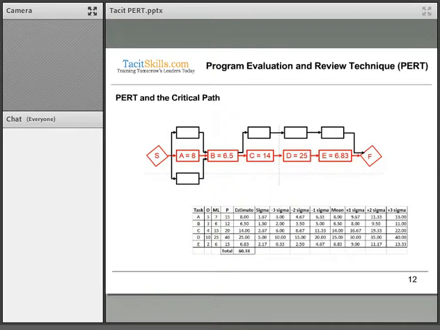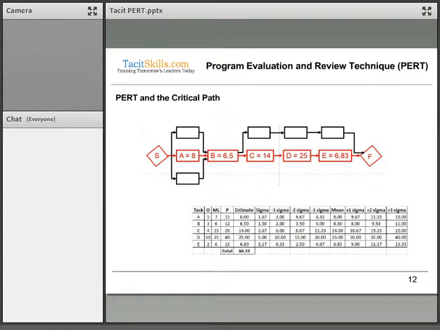We can do the same for B, and we'll see that for B we calculate our standard deviation, or sigma, as 1.5. That means if we want to calculate 1 sigma, it'll be 6.5 minus 1.5, which gives us 5. On the other end, we add 1.5, which takes us to 9.5. Now, we can do that for all the activities.